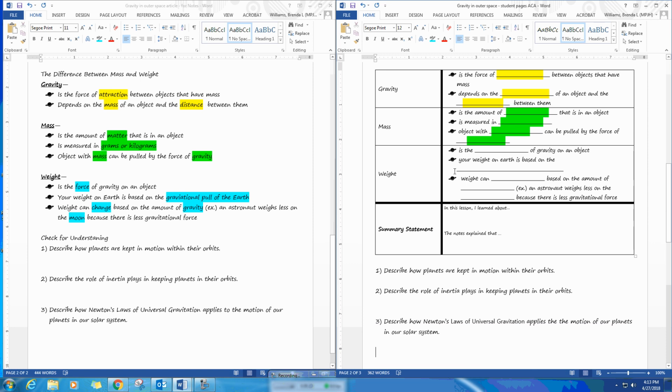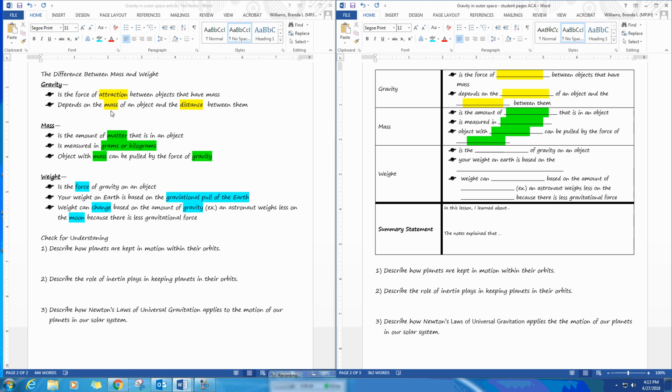All right, here we go. We got 3 important definitions. You've already talked about this a little bit. You watched the video and heard the song about the difference between mass and weight. So we're going to go over that information again. Gravity is the force of attraction between objects that have mass, and it depends on the mass of an object and the distance between them.